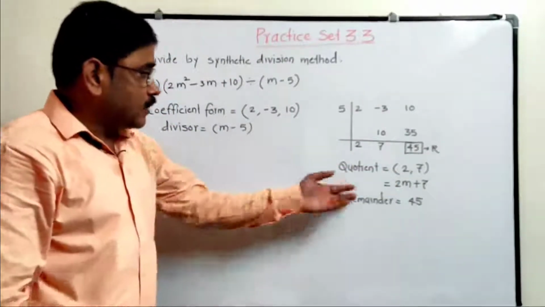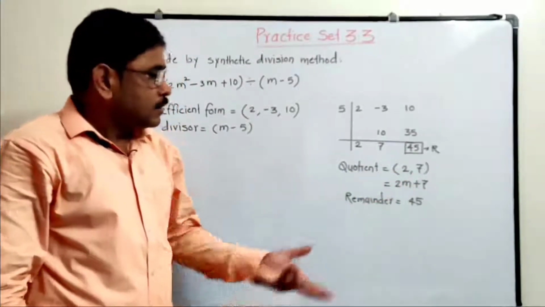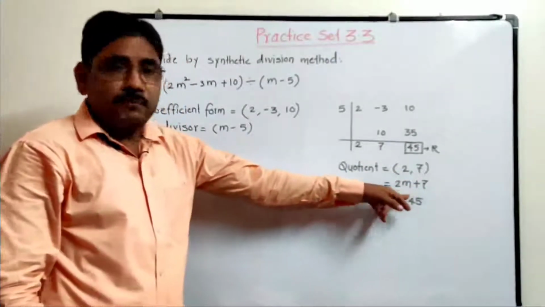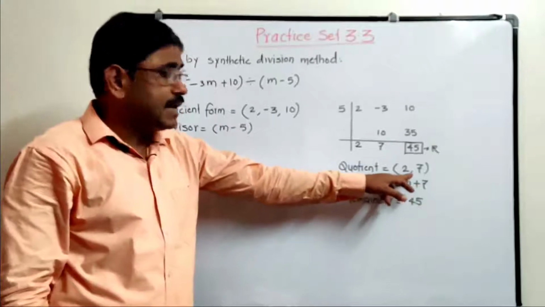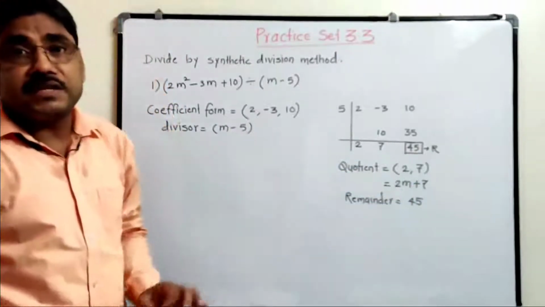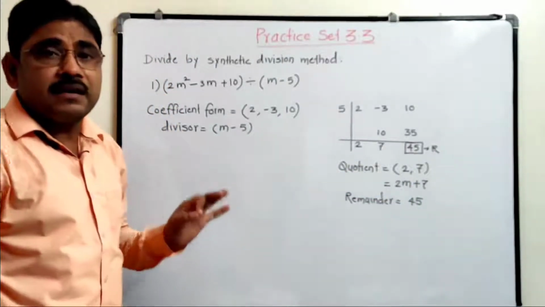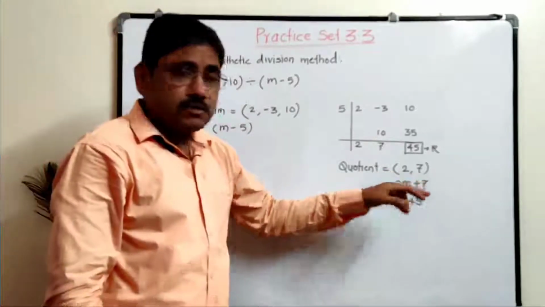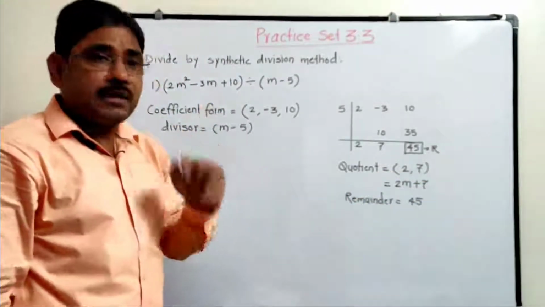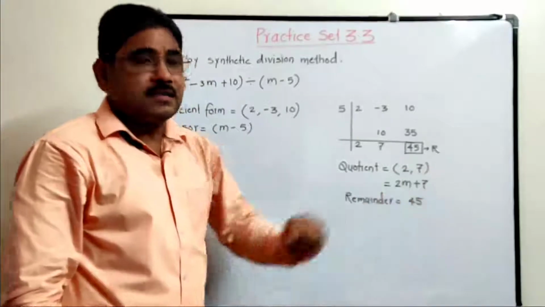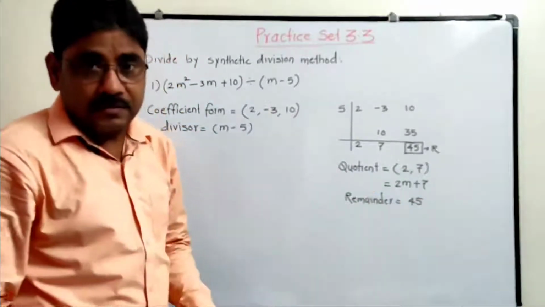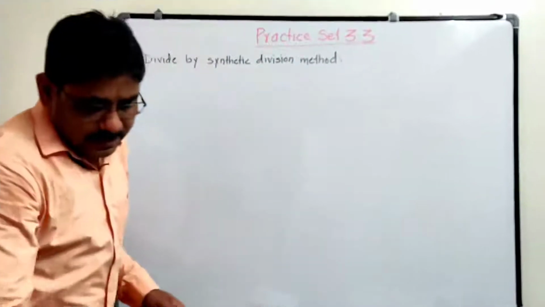Now write that quotient in the index form. So 2m plus 7, how will we get degree? Number of coefficients minus 1, we get the degree. There are 2 coefficients, minus 1, so what? Degree 1. So 2m plus 7 and remainder is 45. So now let us see second sum.